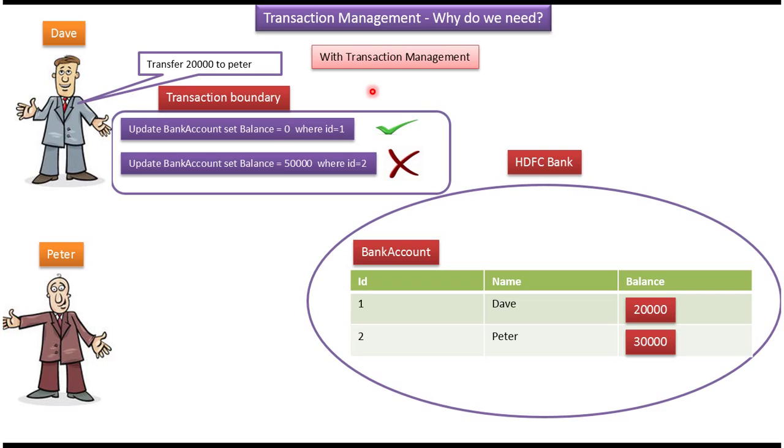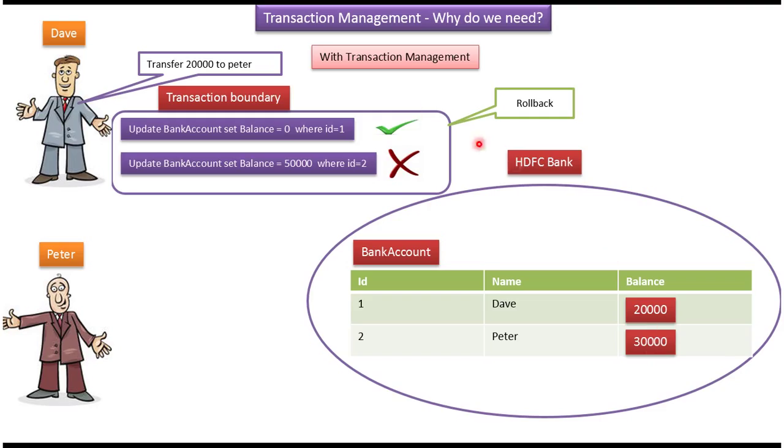Now we will see how, with transaction management, to avoid the problem which we have faced. What we have to do is execute the first query and second query inside the transaction boundary. Suppose the first query has executed successfully and the second query has not. Then we have to just roll back the transaction. So from Dave's account the 20,000 won't be reduced, and from Peter's account the 20,000 won't be increased. It will be the same state.